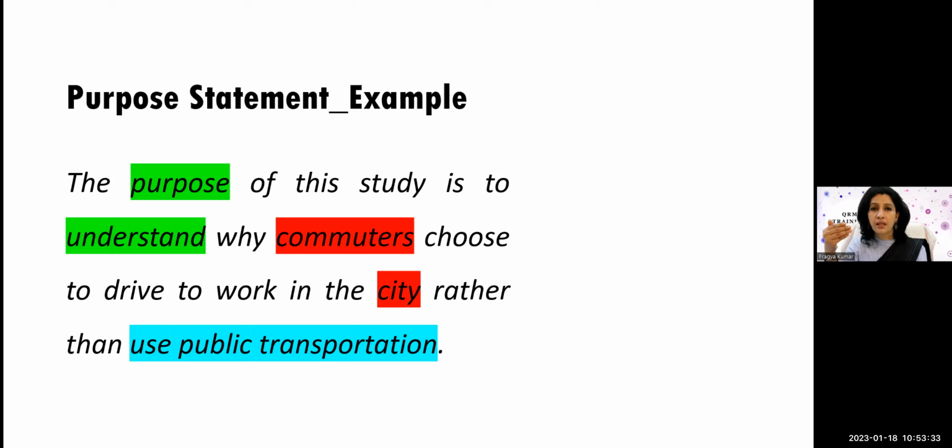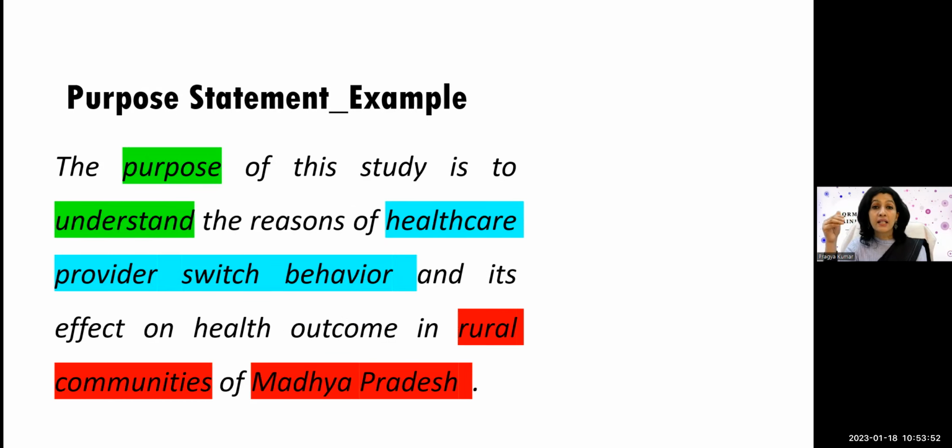Like in this case, in the purpose of study I have written, two words are marked in green: purpose and understand. The words marked in red are the research site and the research participants. Commuters are the participants and the city will be the research site. Not using public transport will be the central phenomena. And in that case, I have to define it. How do I define not using public transport? If one person uses public transport for 3 days in a month or 1 week in a month, and the rest of the days uses his own vehicle, will we call him a non-user? So how the author defines the central phenomena should be there in the purpose statement.